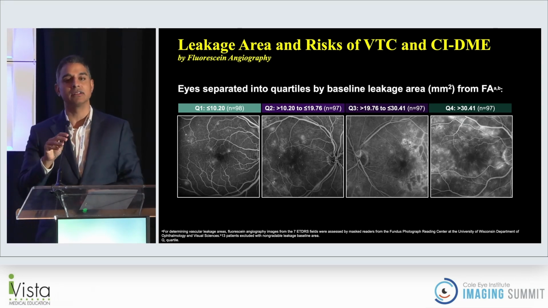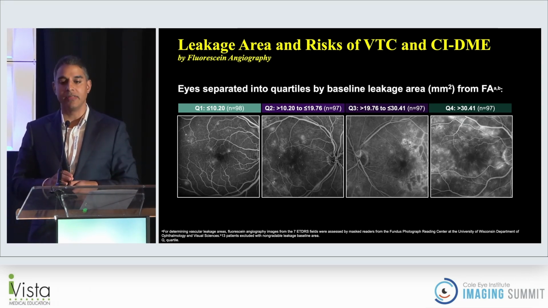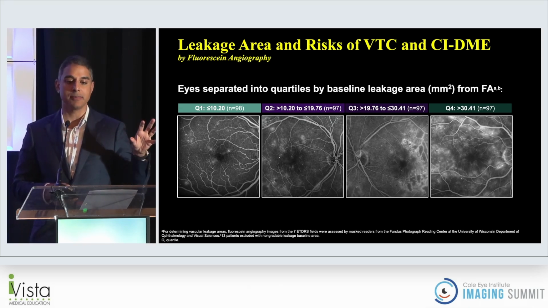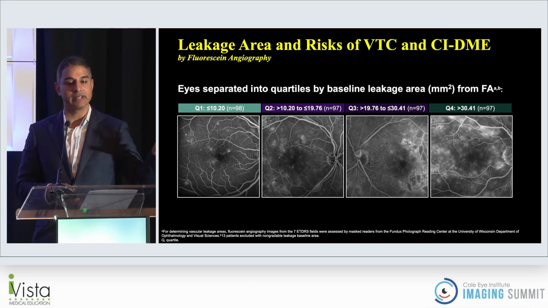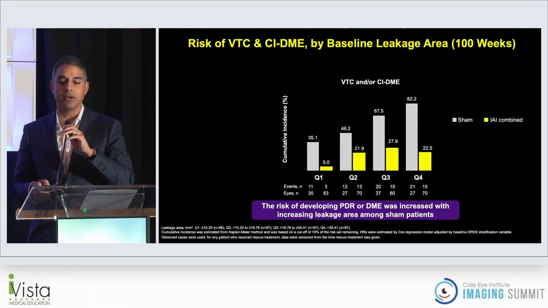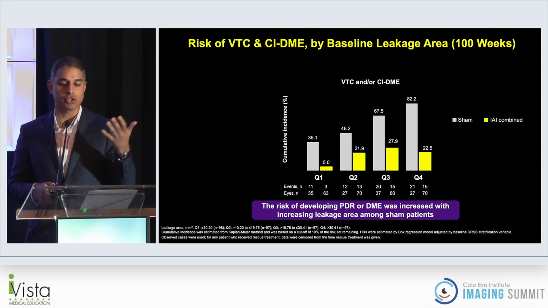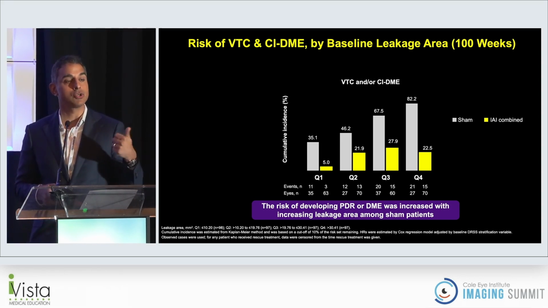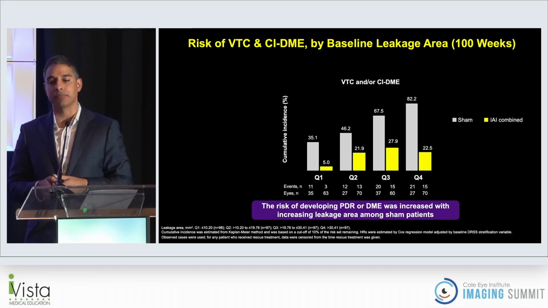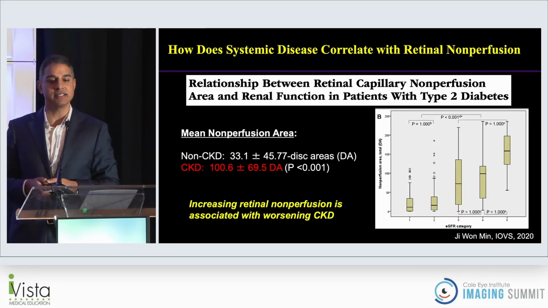So what if you look at leakage? Put away those other features and just look at leakage. There was a really interesting post hoc analysis that looked at patients who were receiving aflibercept, and they looked at the bottom quartile of leakage shown on the left and the highest quartile of leakage shown on the right. And when you look at the sham arm where patients weren't getting any anti-VEGF injections, the cumulative incidence of progressing to a PDR complication or center-involving DME was incrementally worse as leakage went up, meaning leakage has a prognostic value.